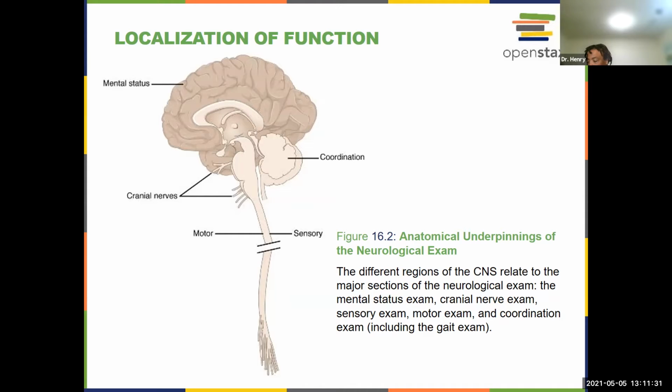We have the sensory exam, which tests our sensory function, and then the motor exam, which tests our motor functions associated with the spinal cord. And then we have the coordination exam, which also has another component called the gait exam, which looks at the motor function of walking. So coordination is the movement or performing of complex movements.